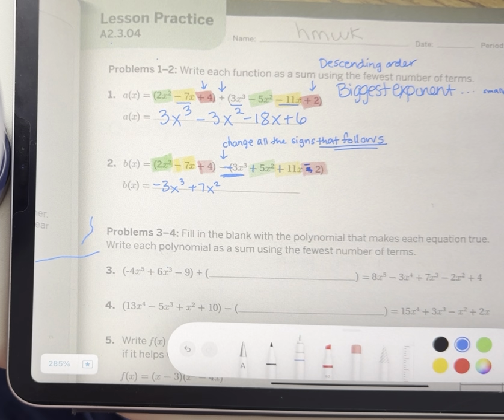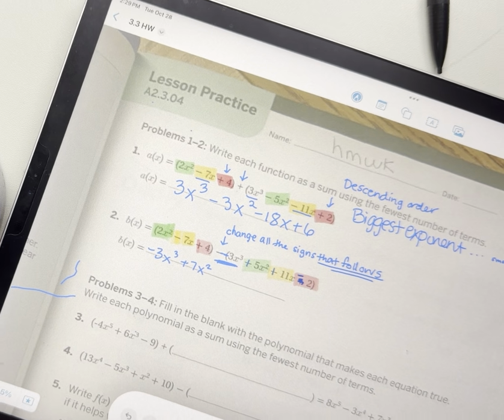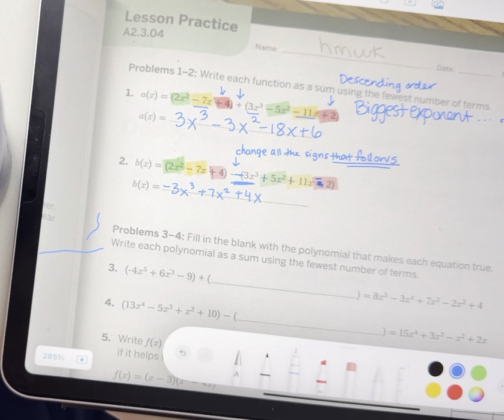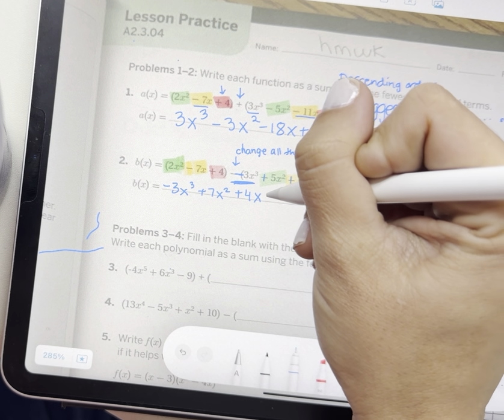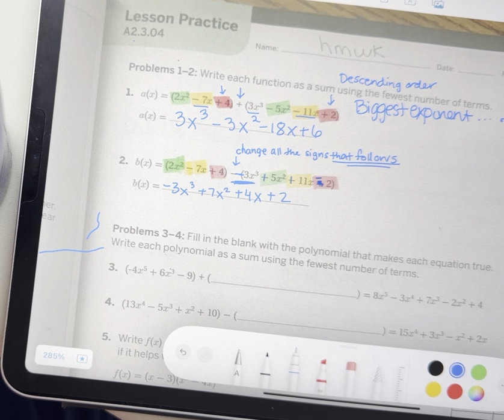And then the negative 7x plus 11x is 4x this time. And then 4 minus 2 is 2. So do you see how the minus sign really did make a difference? Everybody came out different. Yeah. Bye, you guys. Have a good evening.